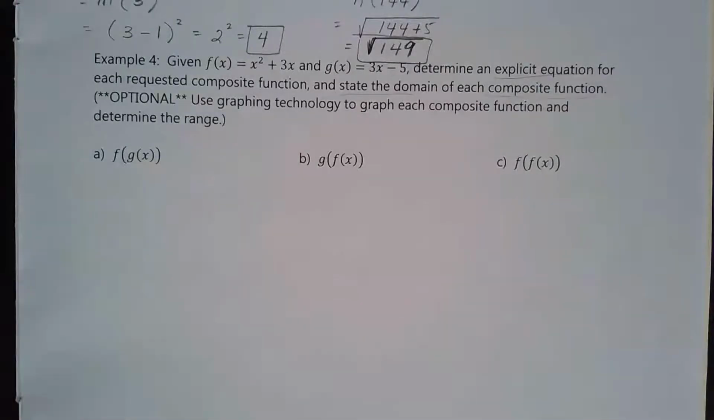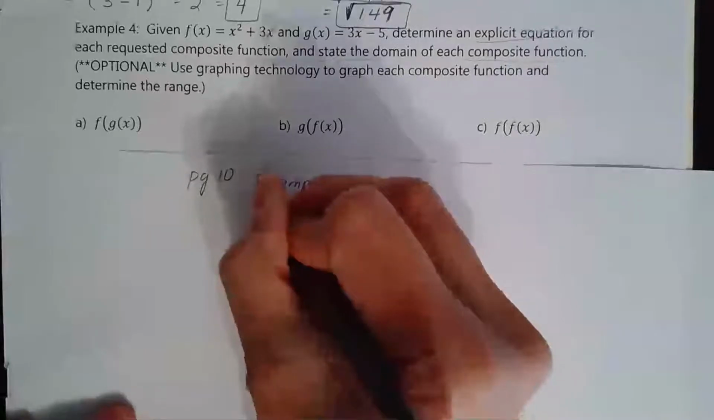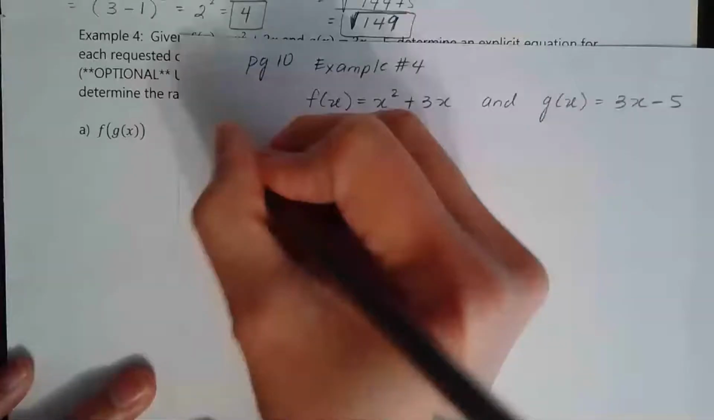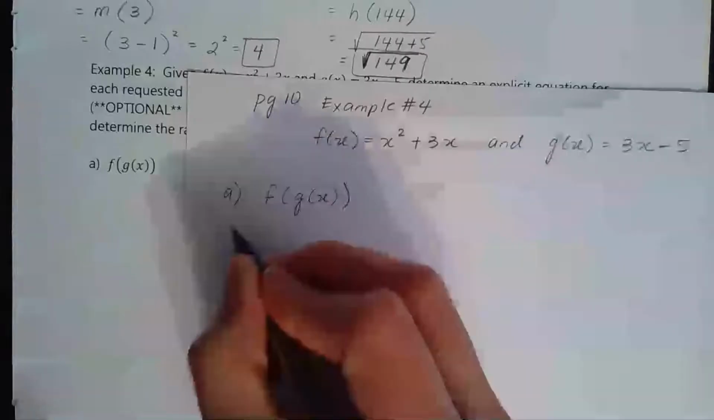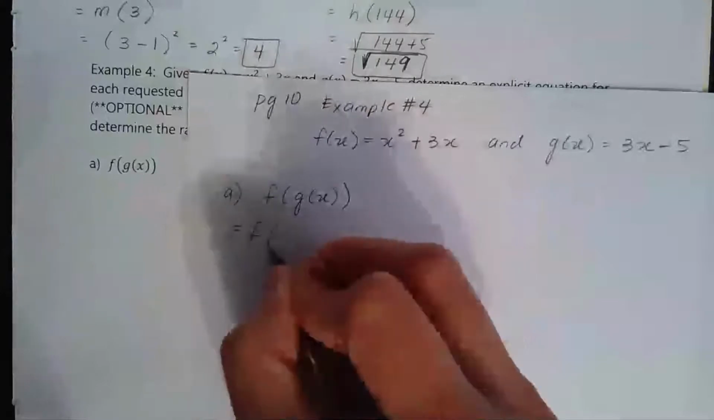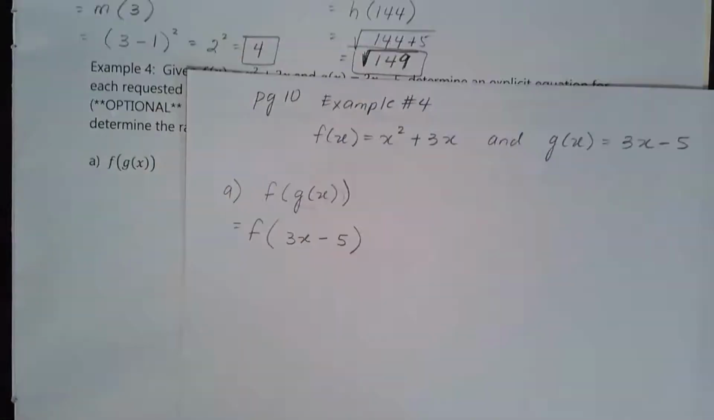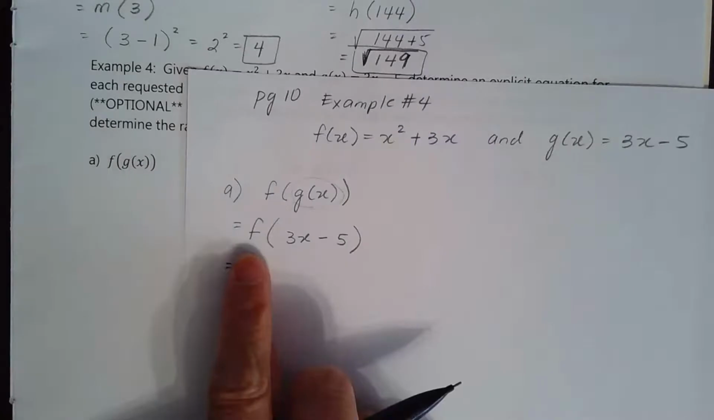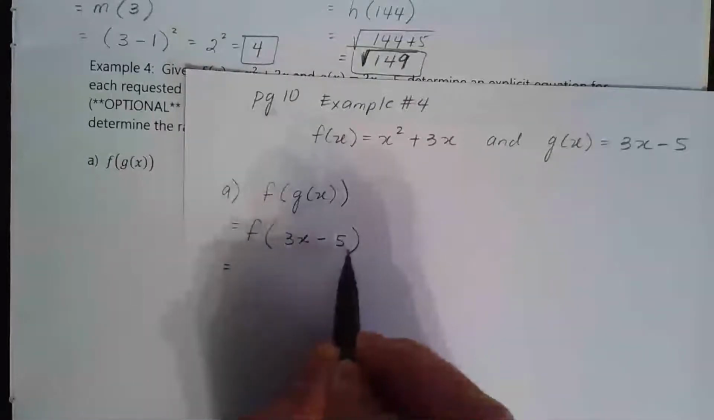Now let's take a look at the last example. Determine an explicit equation for each requested composite function and state the domain of each composite function. So you might have to do this on a separate sheet of paper. Example number 4. Okay, example number 4. They said that f of x and g of x.